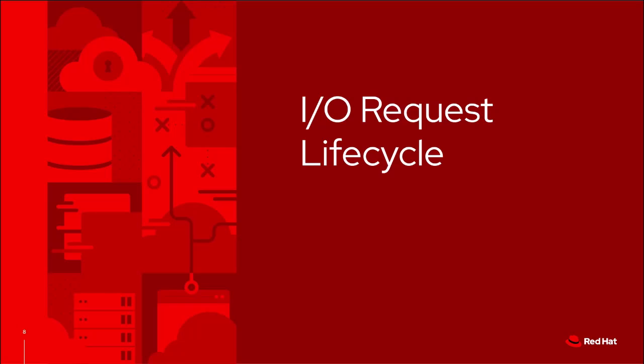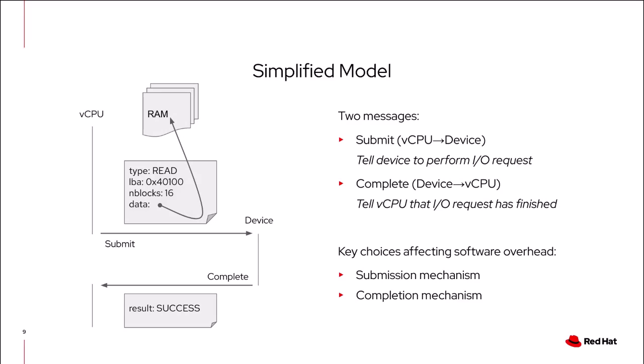Okay, so let's begin by looking at the IO request lifecycle. The IO request lifecycle is the core of what we need to understand in order to optimize this. Here is a high-level model. It doesn't show the specifics of virtualization. You don't see QEMU, you don't see KVM in here, or any emulated devices or the operating system or anything. This is just a high-level model.